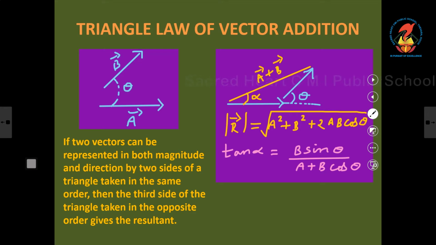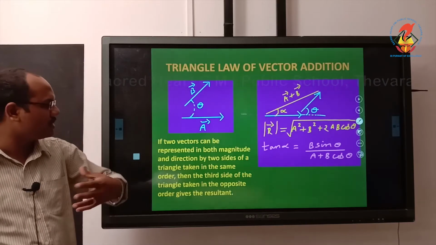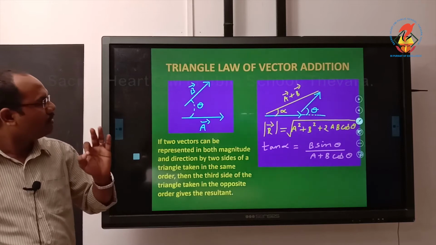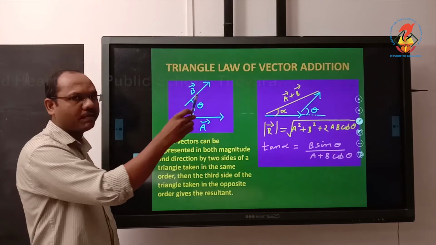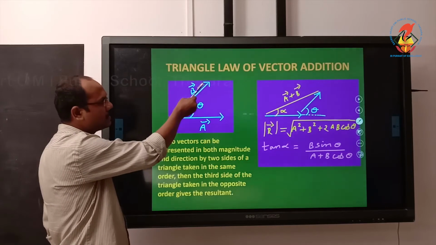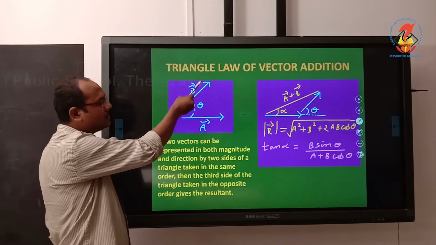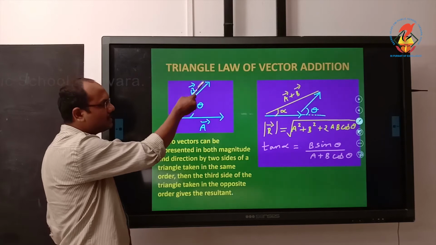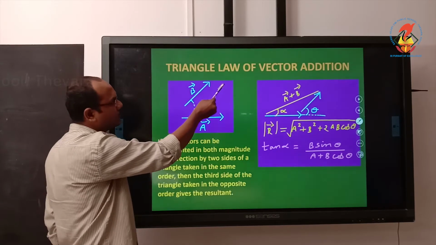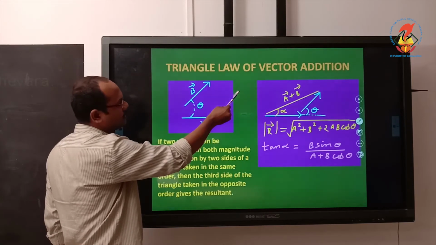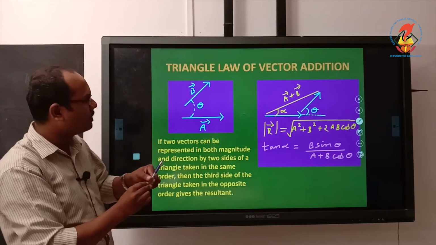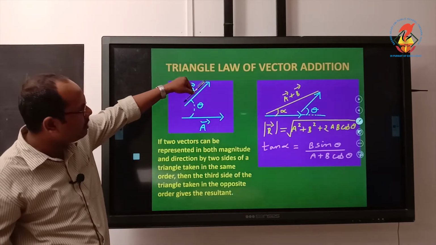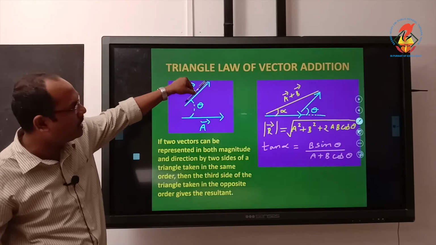We can't add them properly. So what I have to do is use the triangular law. Suppose imagine my pen is vector B. I keep the pen like this. Without changing the angle, just shift this pen towards the head of A and keep it like this. I'll show once more. This is my pen which is in the direction of B.